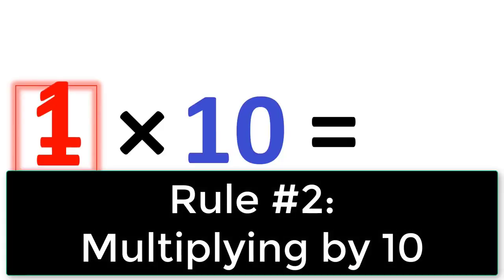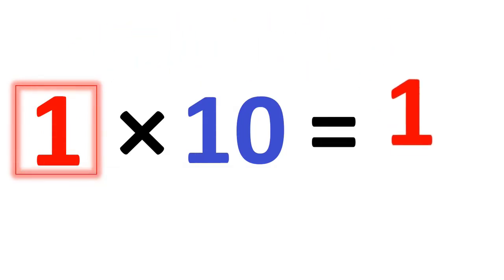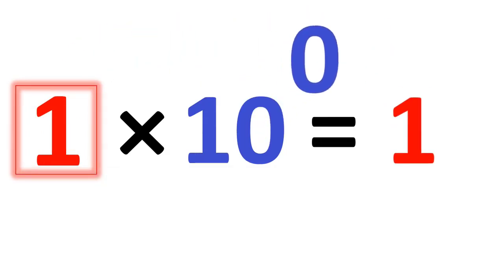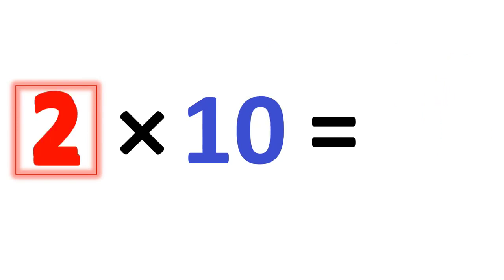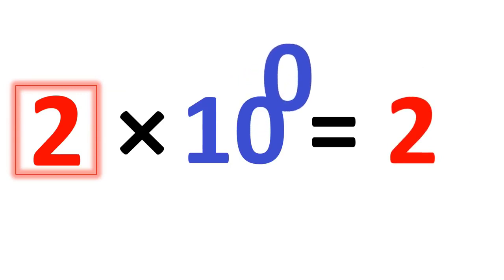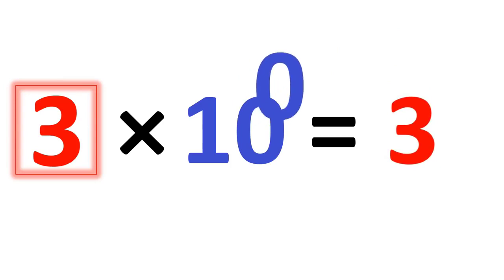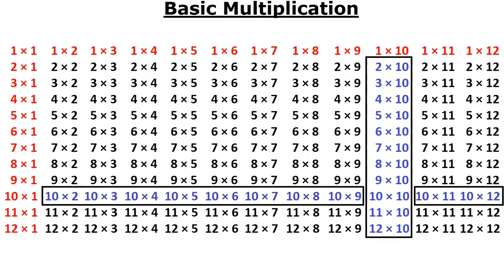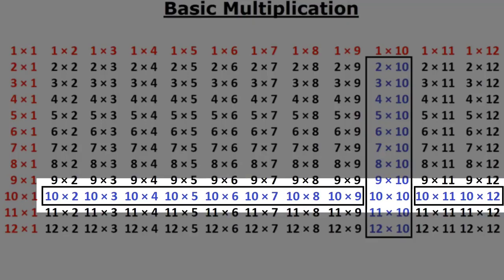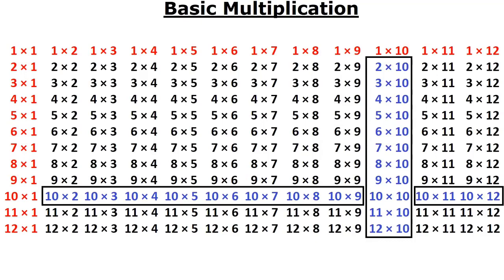Next rule is multiplying times 10. When it comes to the rule of multiplying times 10, 0 is the hero. You take the number you start with and you add a 0. 2 times 10 is a 2 with an added 0. 3 times 10 is 3 with an added 0, etc. You also know the reverse. You also know 10 times 2, 10 times 3, 10 times 4. So now from those 2 simple rules, you now have learned 44 multiplication tables. And now you have 100 remaining.